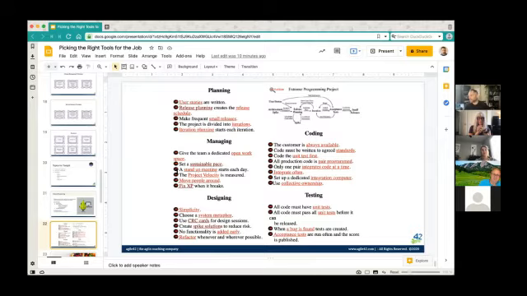I borrowed this from the website that I listed there, extremeprogramming.org. I just borrowed the screenshot from it because they have this really nice overview. Can you tell it's made by programmers?